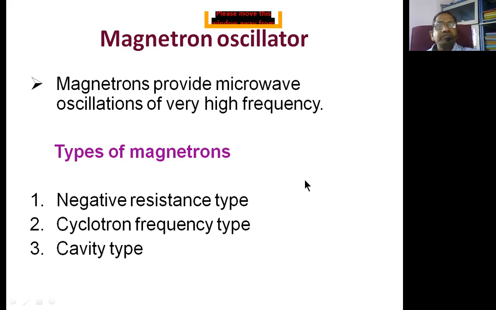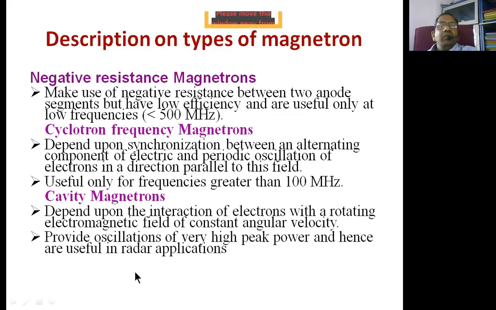Now there are three types of magnetrons, but we have only the cavity type of magnetron in the syllabus. The negative resistance type of magnetron, the cyclotron frequency type magnetron, and the cavity type magnetron. So in this session, I'll be discussing only the cavity type magnetron because we have only that in the syllabus. These are the principles of operation of the various types of magnetrons. Anyway, the first two are not in the syllabus. We go straight into the last type, called the cavity magnetron.